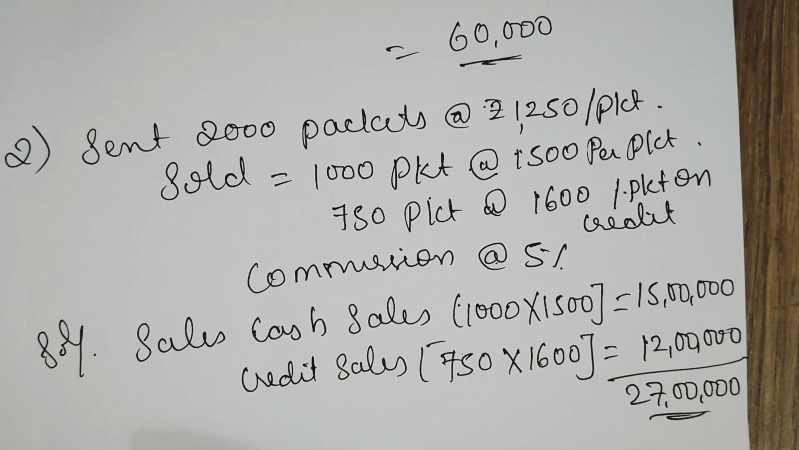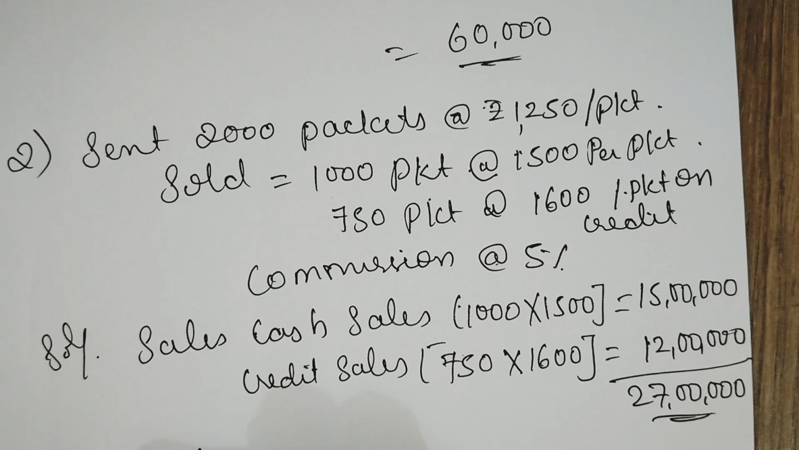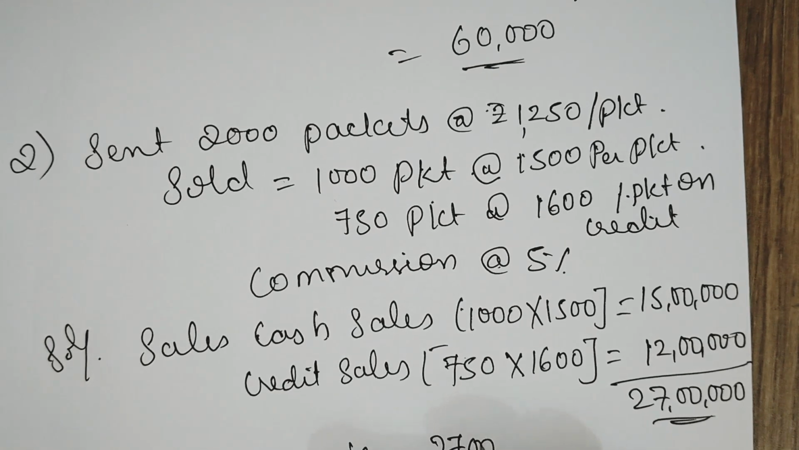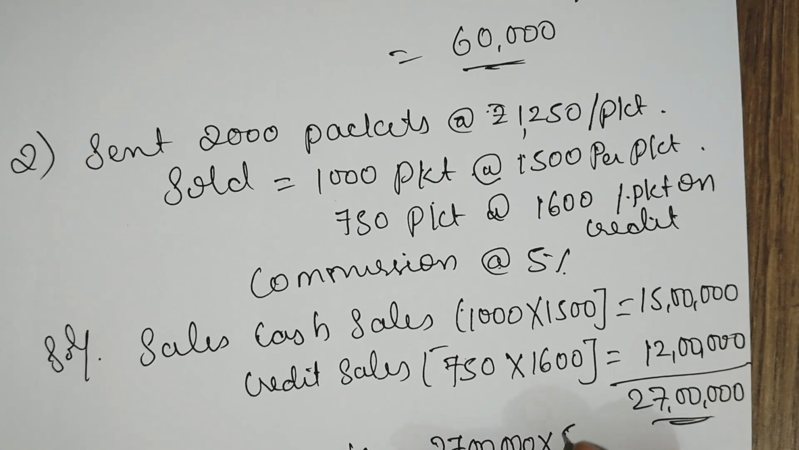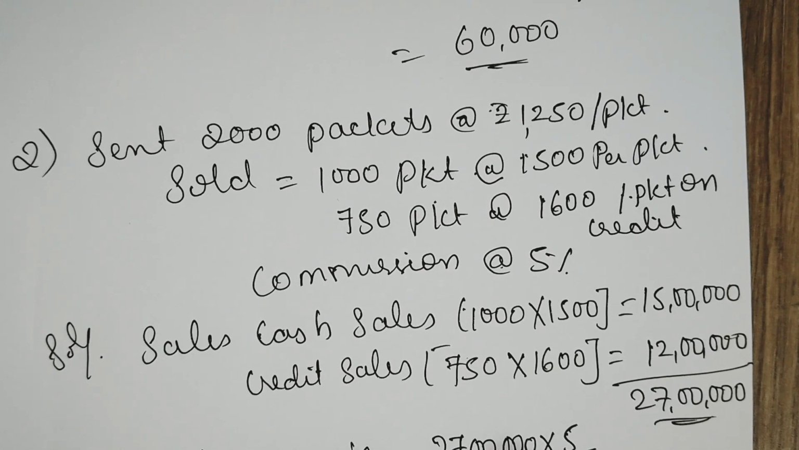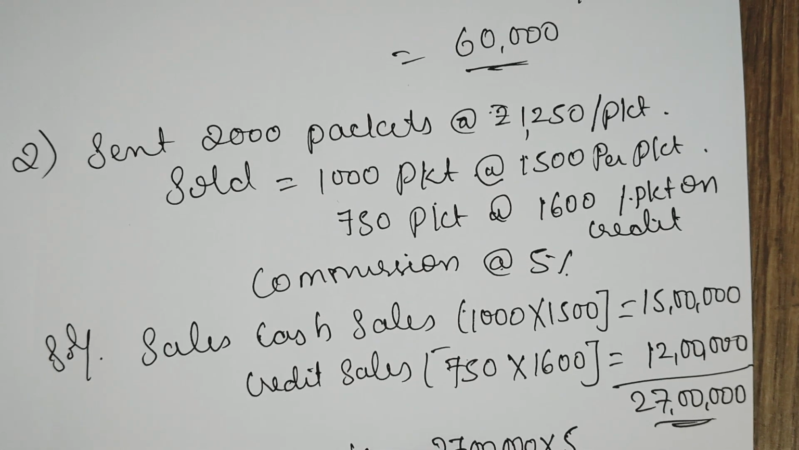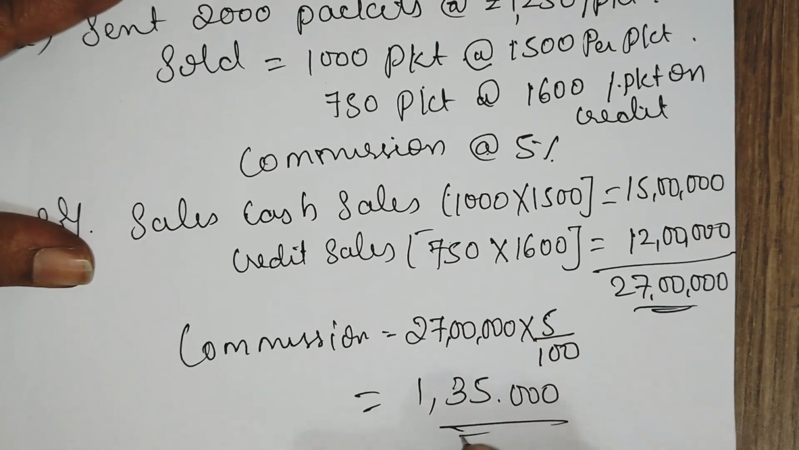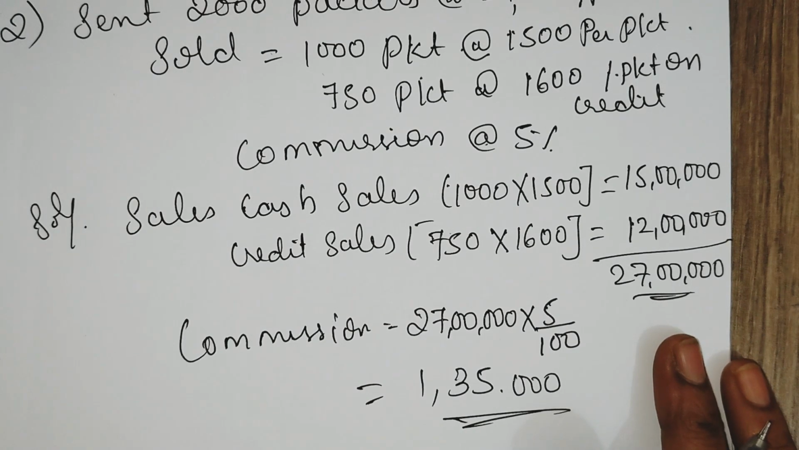Commission is on total sales. Sales is 27 lakh, into rate of 5%, 5 by 100. 27 lakh into 5 by 100 is 1,35,000. 1,35,000 is the commission amount. So we have understood how to calculate ordinary commission. Let us understand how to calculate del credere commission, in case he opted for a del credere commission.